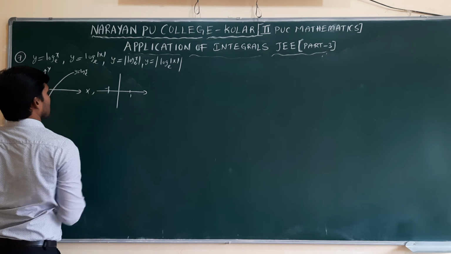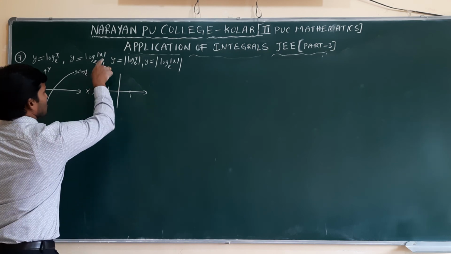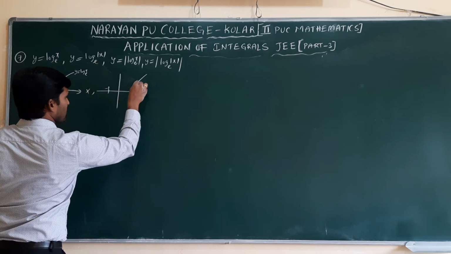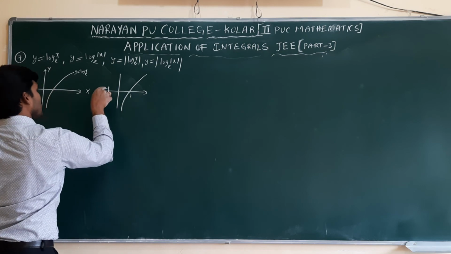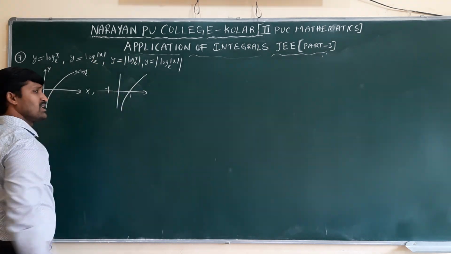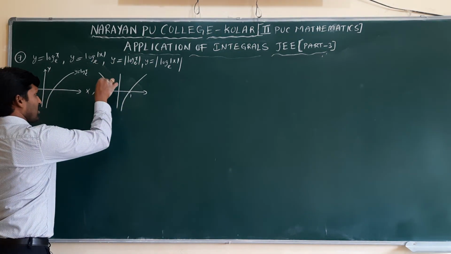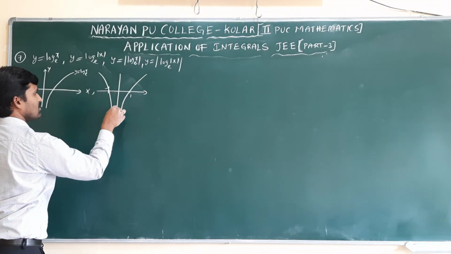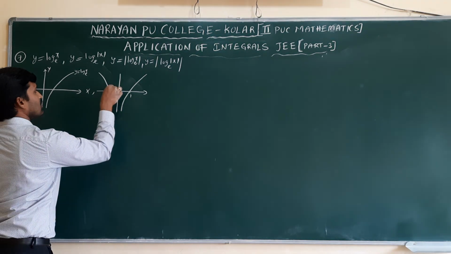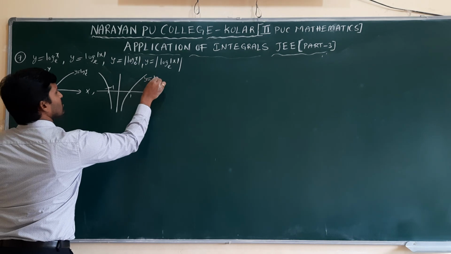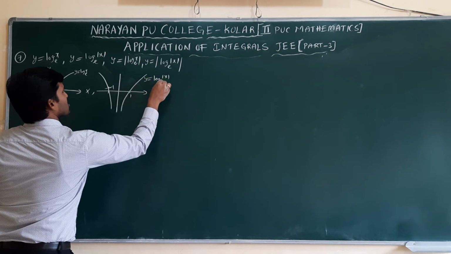1, here minus 1. x is 1, log 1 is 0. Same, two curves you will get. For x minus 1 also, log of mod of minus 1 is log 1, value 0 we will get. This is the y is equal to log mod x to the base c graph.